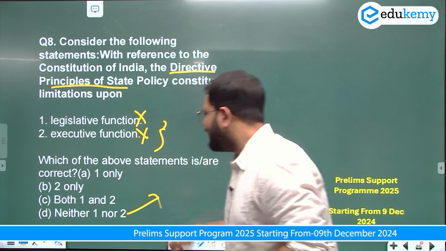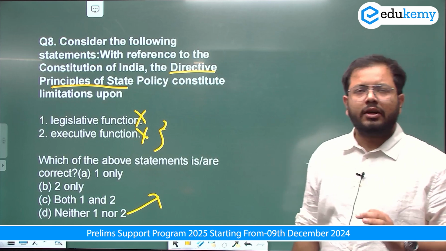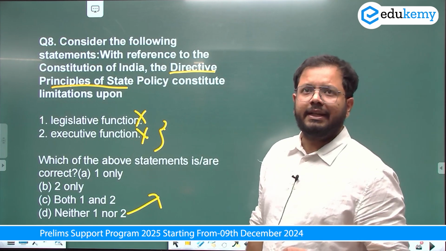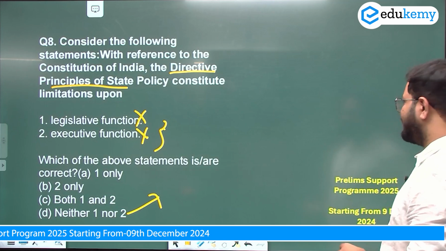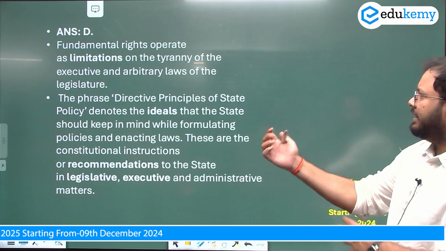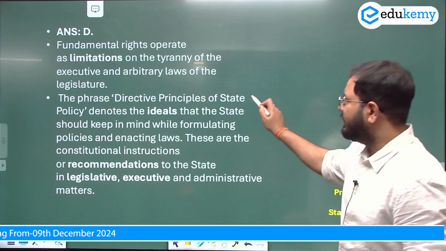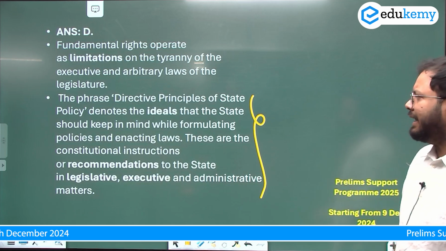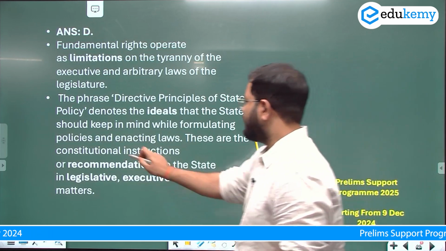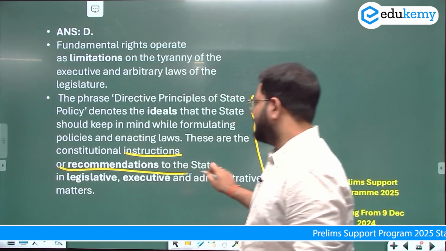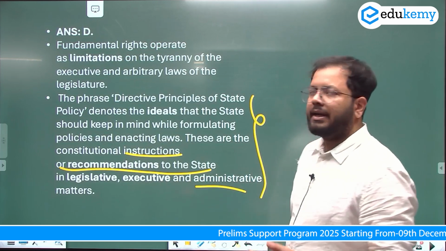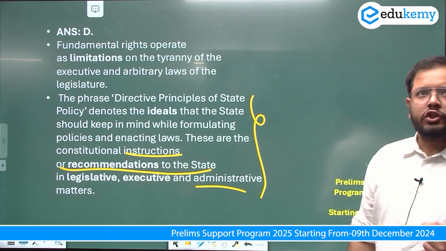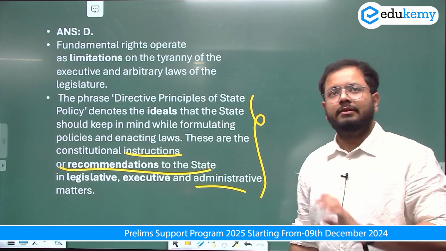तो आंसर हियर इज नाइदर वन और टू. बट इट इज नॉट अ लिमिटेशन, इट इज बेसिकली अ एनेबलर, नॉट अ लिमिटेशन. जस्ट रिमेंबर दिस. फंसाने के लिए क्वेश्चन दिया हुआ था. आंसर हियर इज डी. State should keep in mind while formulating policies and enacting laws. These are constitutional instructions or recommendations to the state in legislature, executive and administrative matters. Fine. These are instruments of instructions given to state.